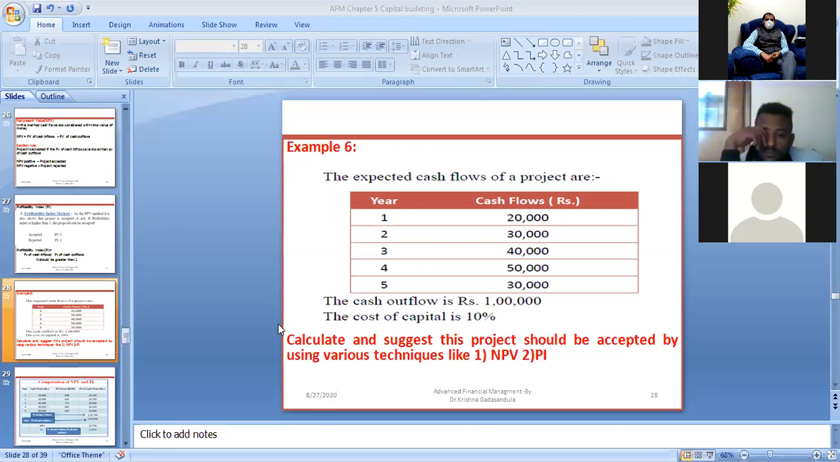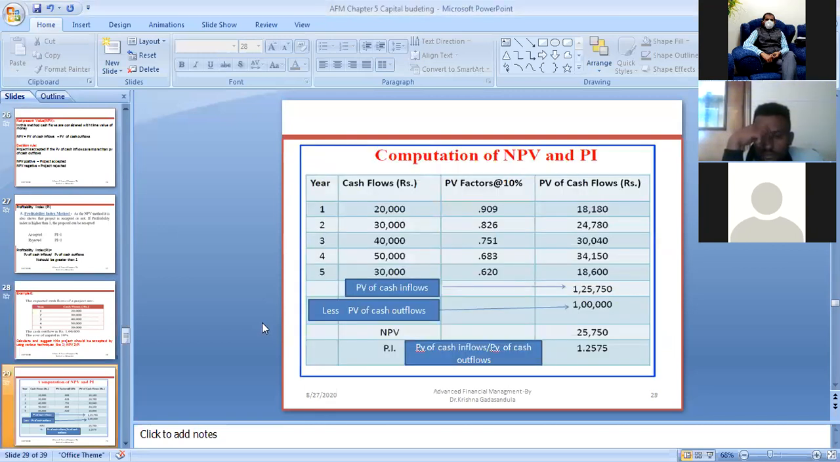Okay, profitability index. We can calculate like this. This is the calculation. Number of years, 5. Cash flows are already given: 20,000, 30,000, 40,000, 50,000, 30,000. And PV factors, this is the discounting factor. You can calculate this value on your own, or PV factor values are available on the internet.